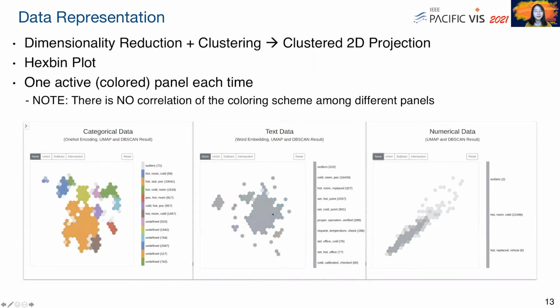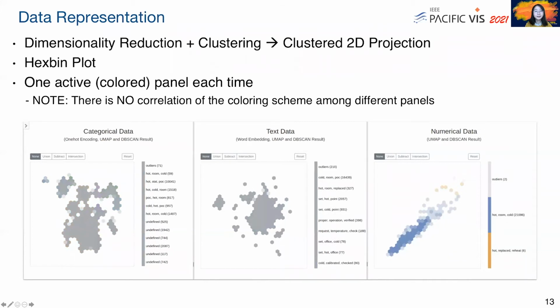For text data, it is here. And for the categorical data, it is here. And for the numerical data, it is here. And to eliminate any potential confusion caused by this, we only show one active panel each time.